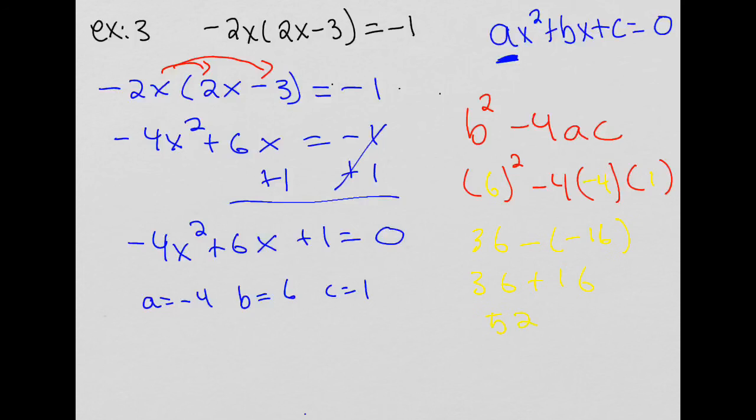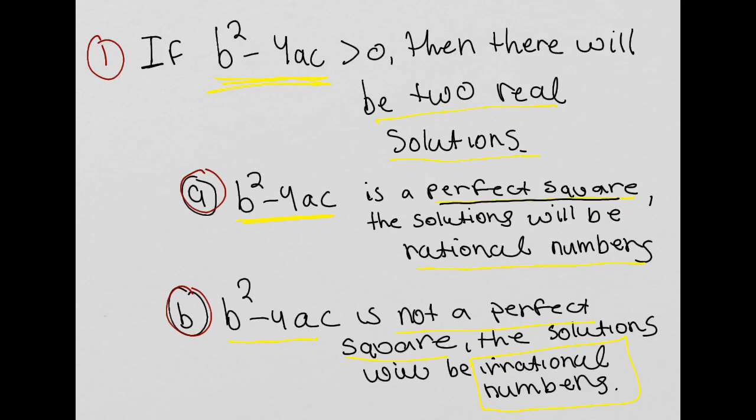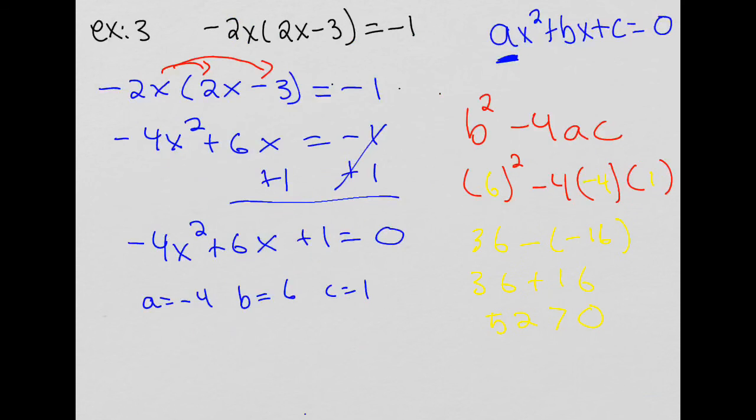Isn't 52 a number greater than 0? Yes, it is. Is it a perfect square? It is not. So let's see what our rules say. I think that applies to rule number 1 as well. It is greater than 0, but it is not a perfect square. Therefore, we will have 2 irrational solutions. So 2 irrational numbers. Let's write that down.